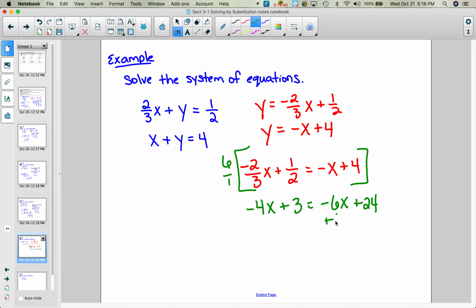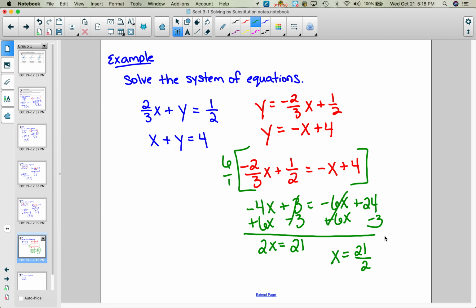So I'm going to add 6x to both sides and subtract 3 from both sides. So I have 2x equals 21. So I get x equals 21/2. I'm really kind of into fractions today, I guess, huh? And then I have to solve for y.